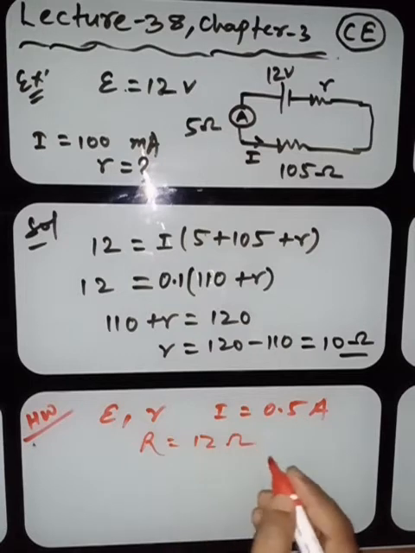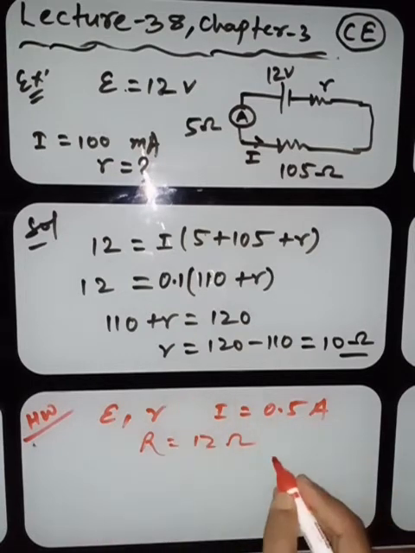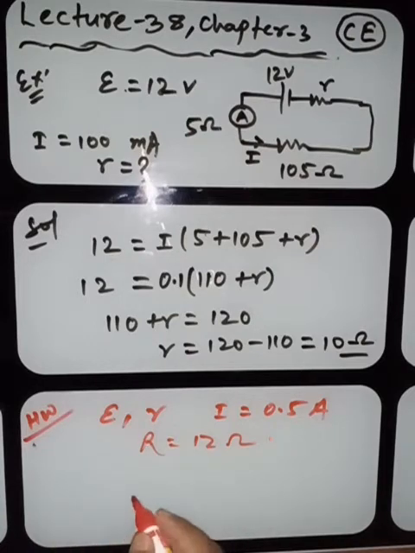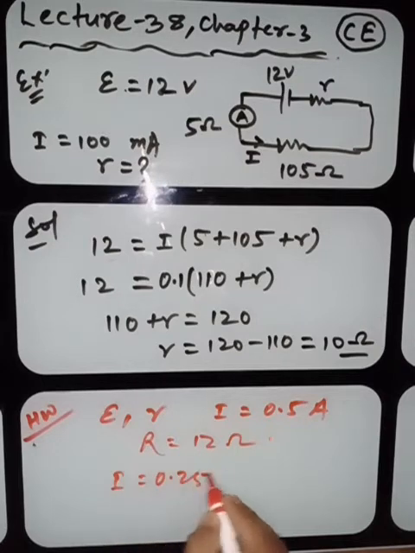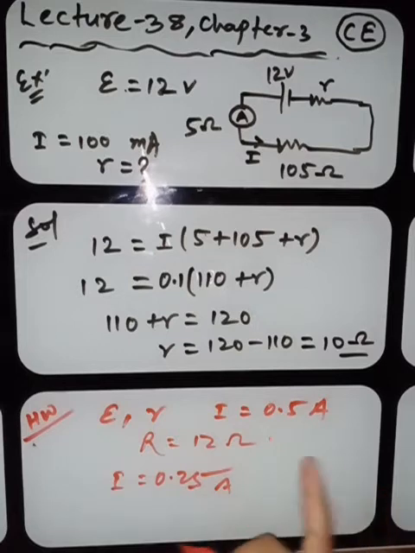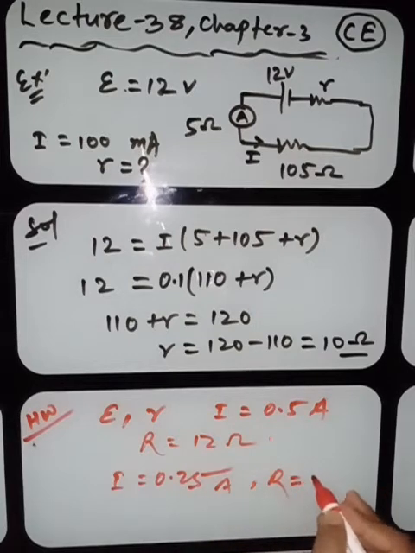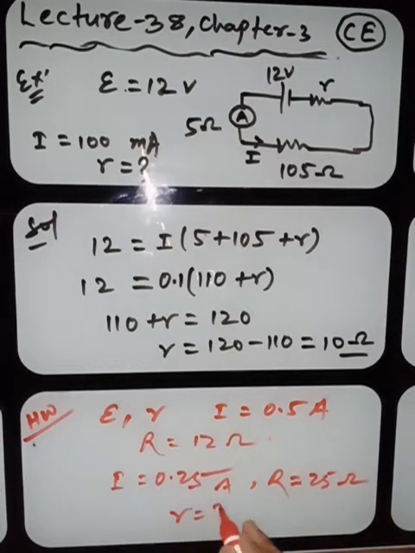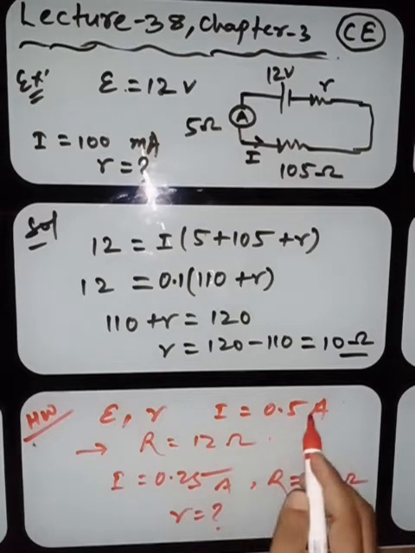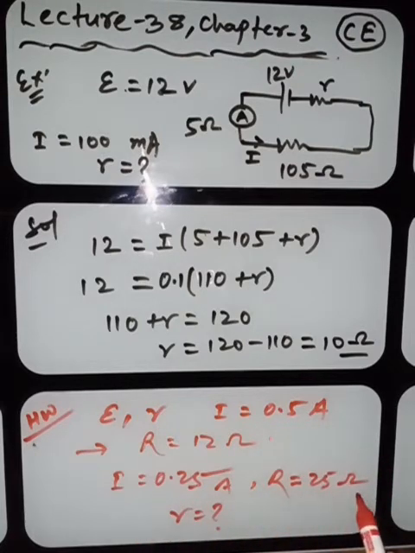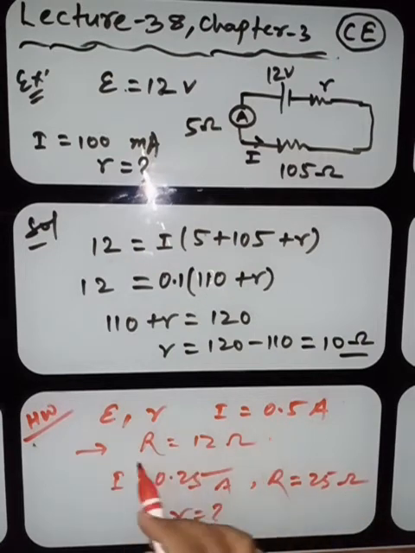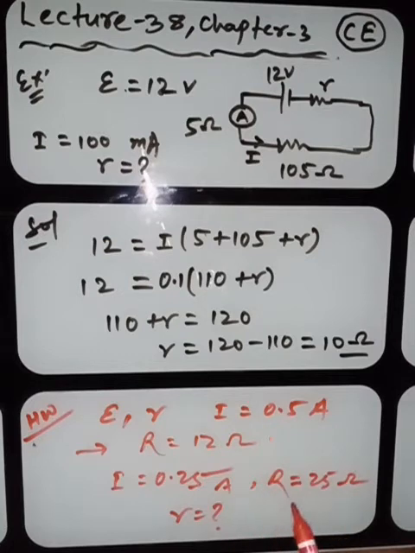External resistance of how much? 12 ohm. This is the first statement. And a current of 0.25 ampere with an external resistance of 25 ohm. Find the internal resistance. In the first case we connect a load resistance of 12 ohm, then we get this current. Now if we remove this and connect a 25 ohm external resistance with the same cell, we get the current 0.25. You have to find the internal resistance of the cell which gives this particular result.